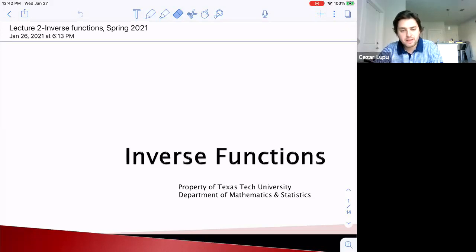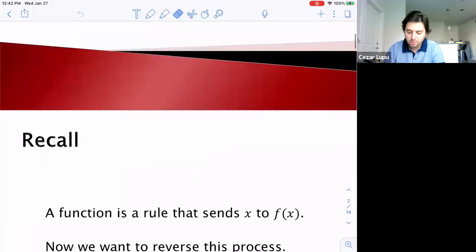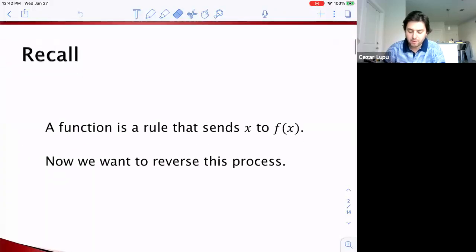So these inverse functions play a very important role, especially when we would like to find the inverse of a function, but we will see what this is all about. So let's get started. And now, before I go on, let me recall something. Last time we talked about functions, right? And we have seen a bunch of examples.